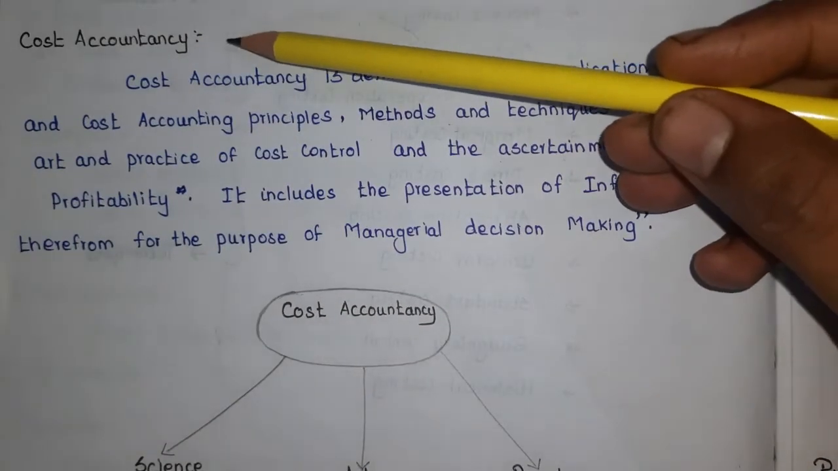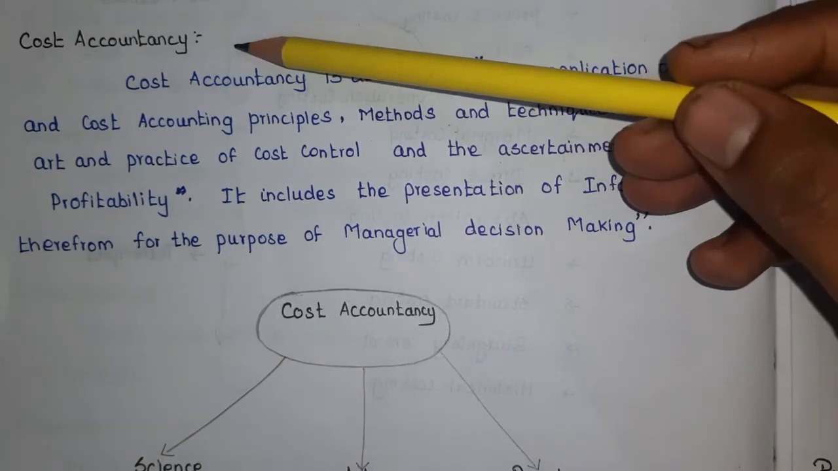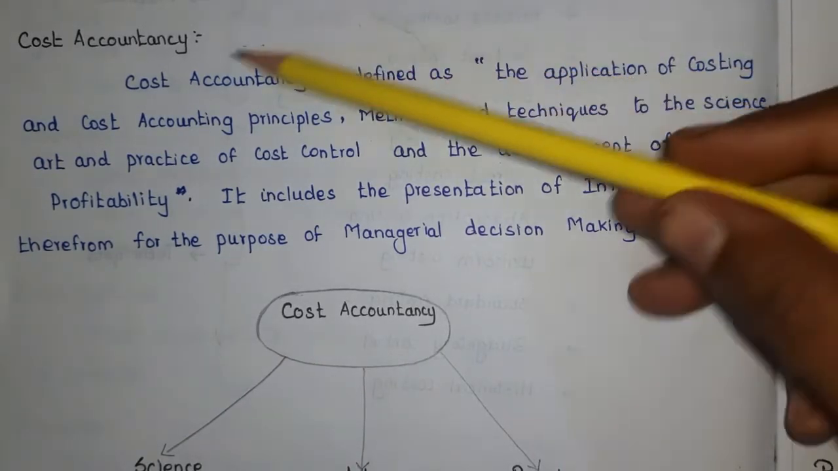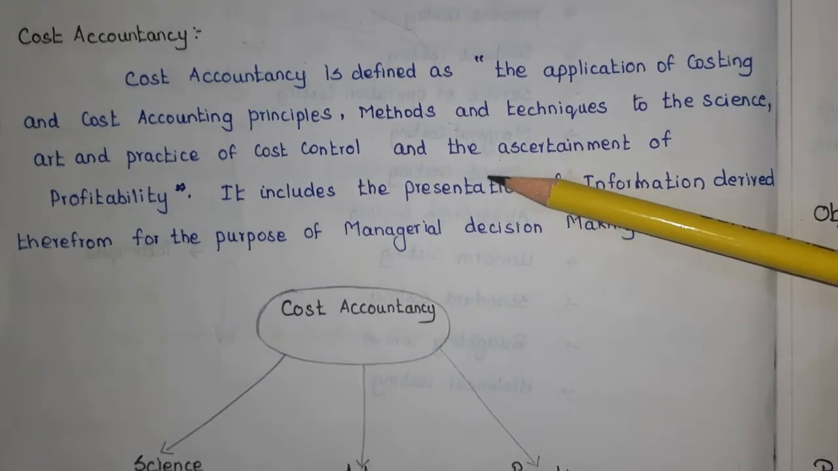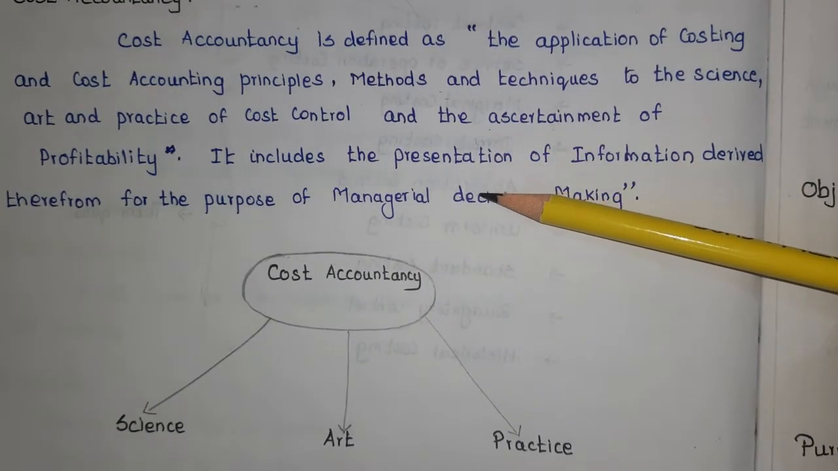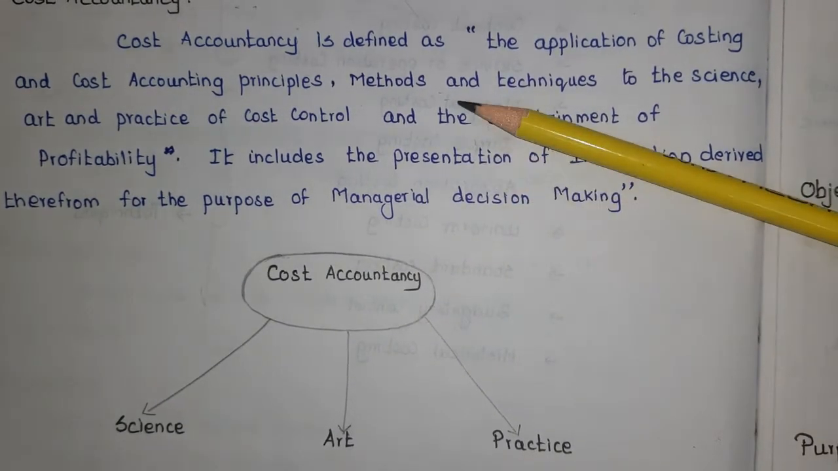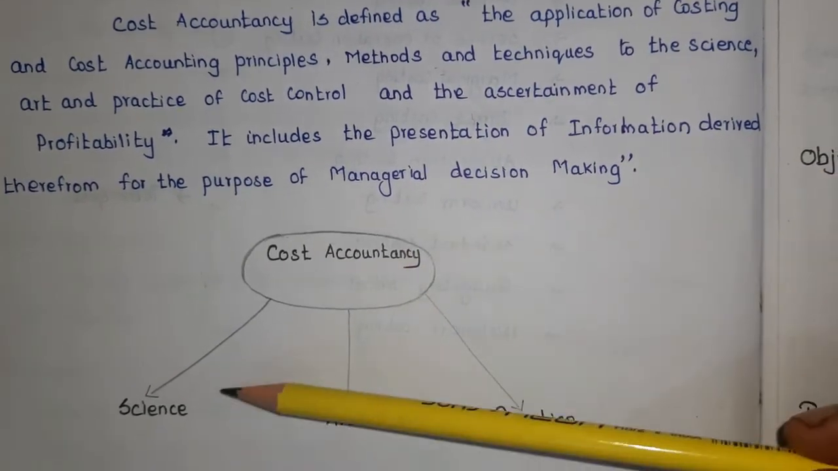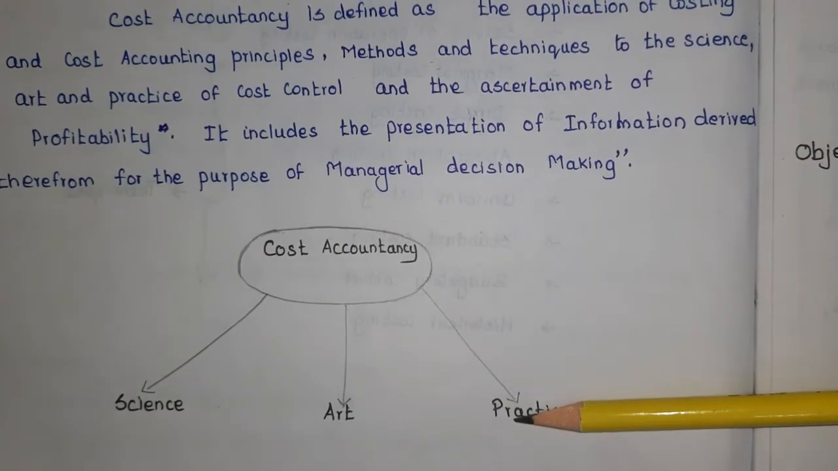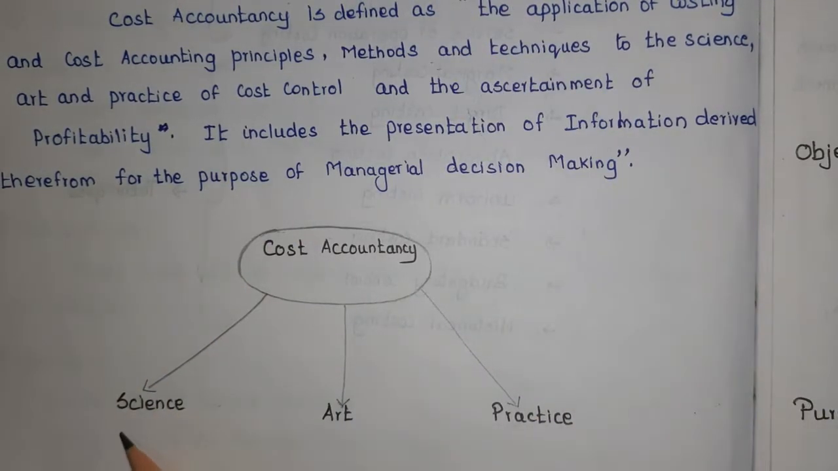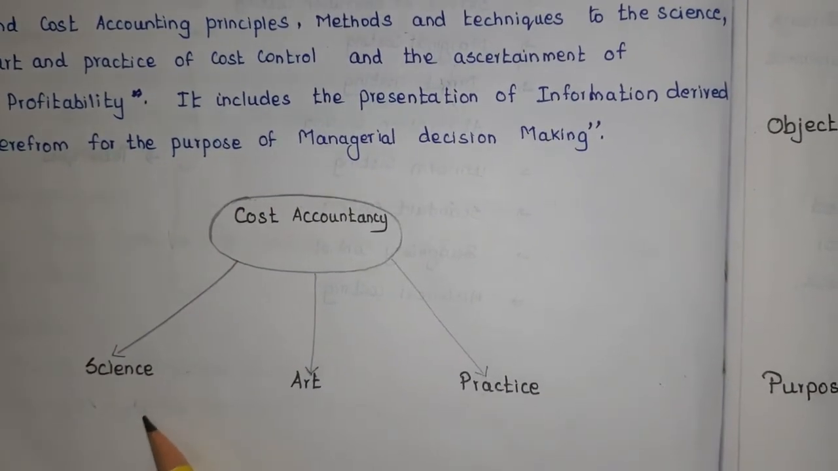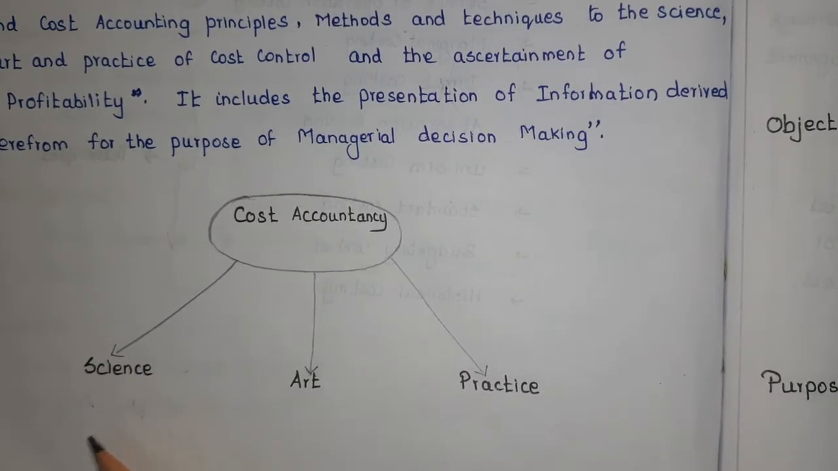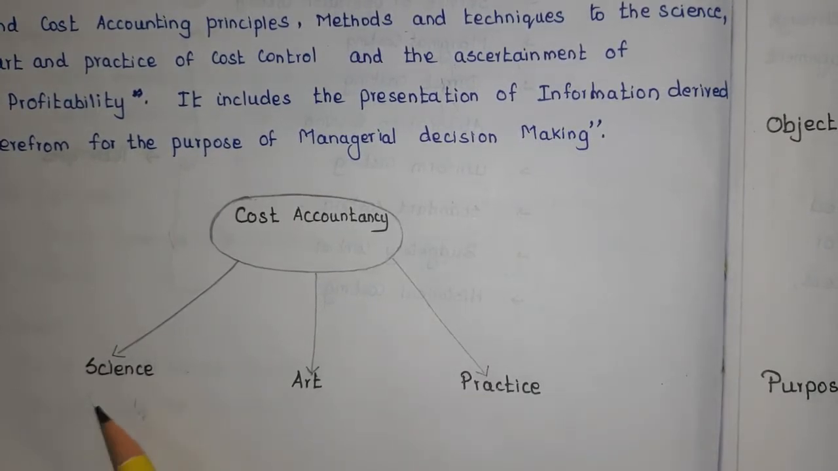The next cost accounting concept is cost accountancy. Here the definition has been prescribed by the ICAI and CMA, so this can be used from your examination point of view. Cost accountancy comprises science, art and practice. It is a science because it consists of systematic knowledge which a cost accountant must possess for proper discharge of his duties.